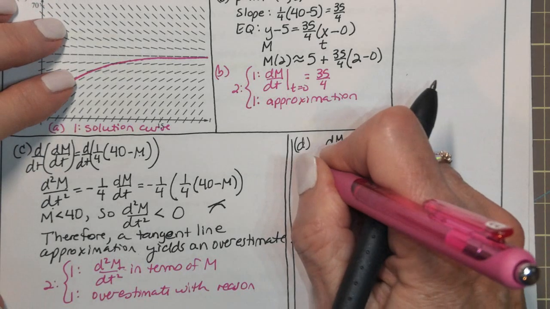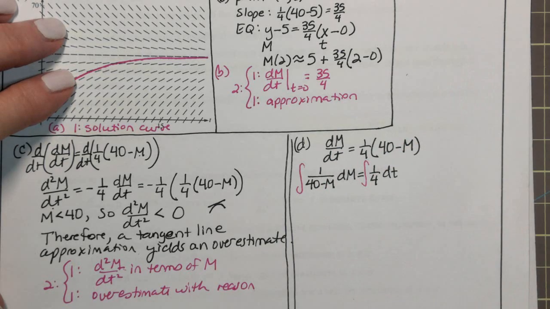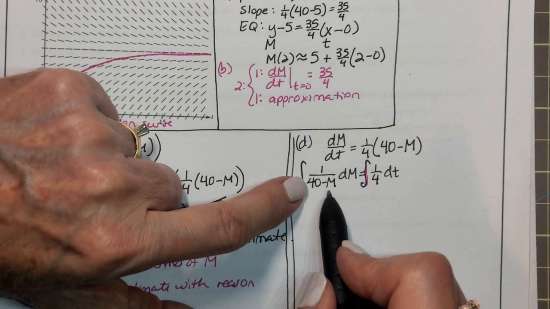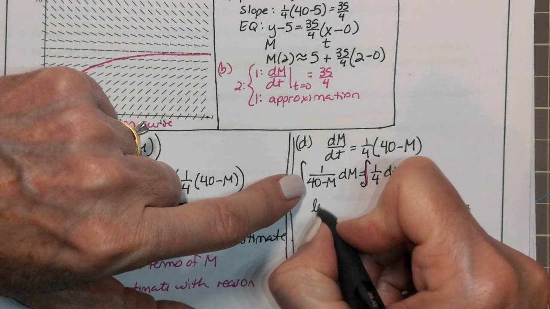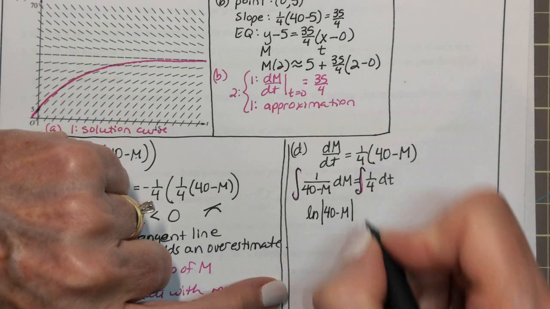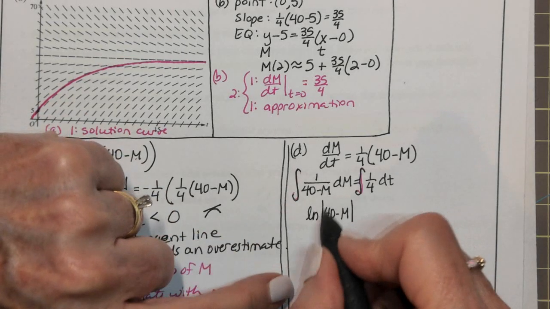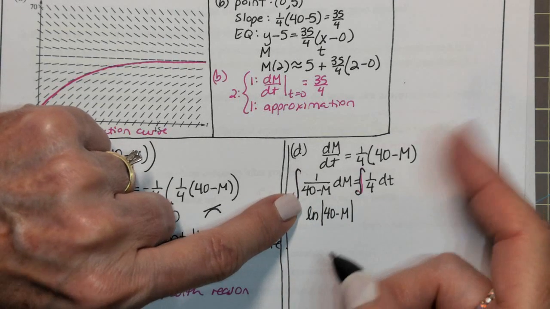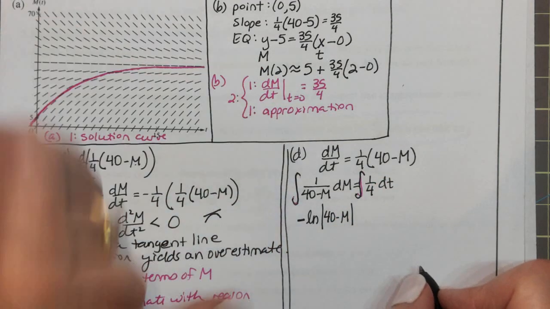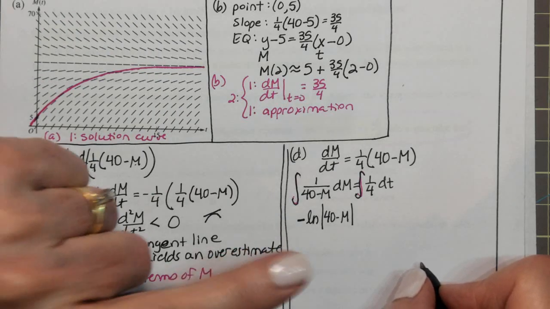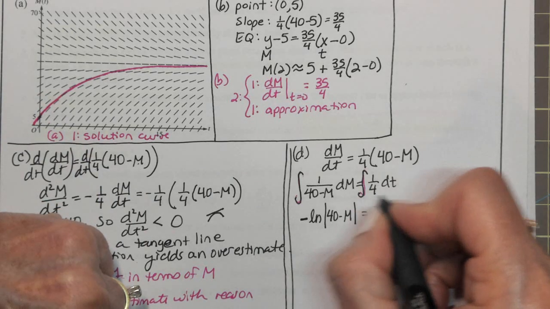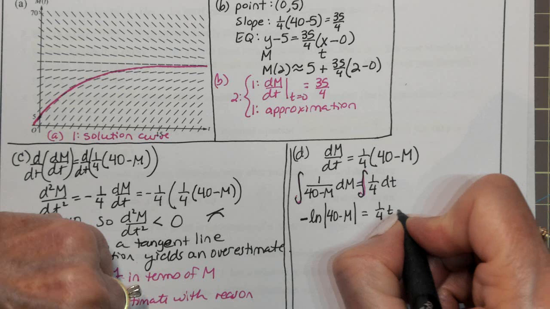We have separated, now we integrate. The integral of this is an ln because the bottom is linear. It is an ln of the bottom, but the derivative of the bottom is a -1, so you must multiply by a -1 in the front. We're actually dividing by a -1 in front. That's the antiderivative. They need to see the antiderivative. This is equal to 1/4 t plus c.